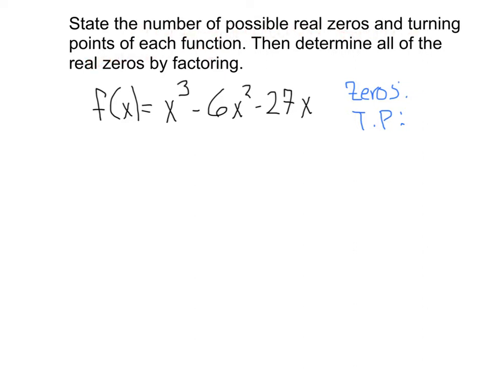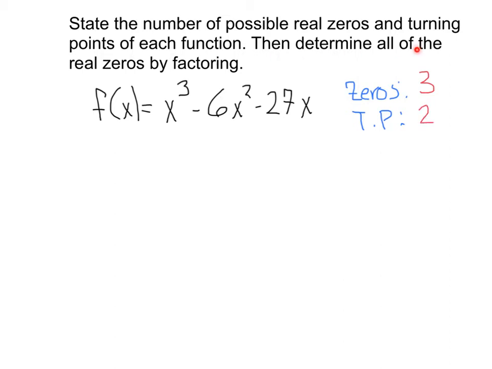In this problem, we want to state the number of possible real zeros and turning points of each function, then determine all the real zeros by factoring. So let's start by stating the number of possible zeros and turning points. Here we have a degree of 3, so we know we have a maximum possible number of zeros of 3, and our turning points is going to be 3 minus 1, which is 2.